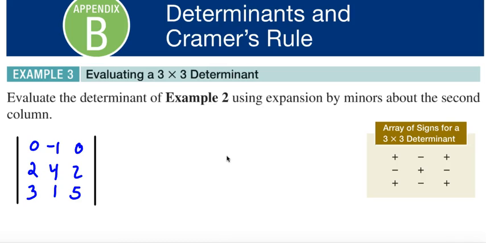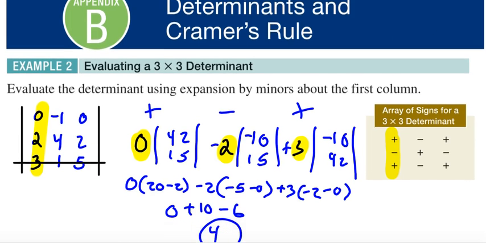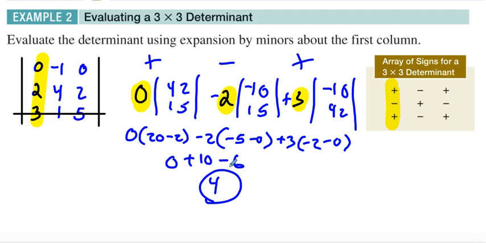So in this example, I actually want to go back to what we did in example number 2, and I want to find the determinant once again, just now using a different column, just to show that we are going to get the same answer. If you recall, this was what we did in our last example, and we got the answer of 4. So when we do this again, we should get that same answer, 4.